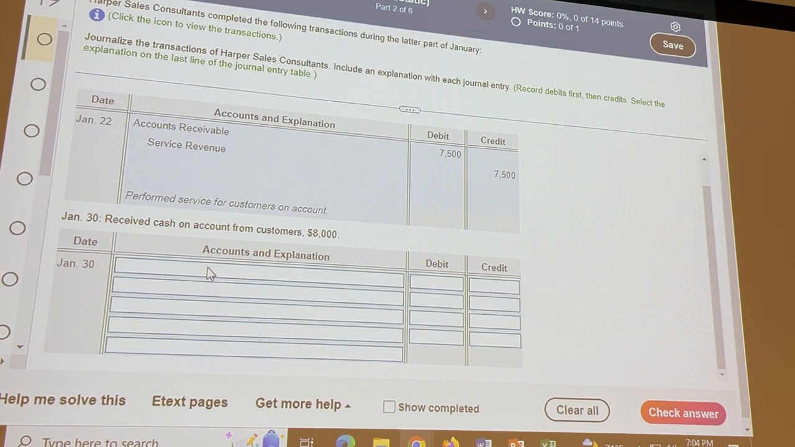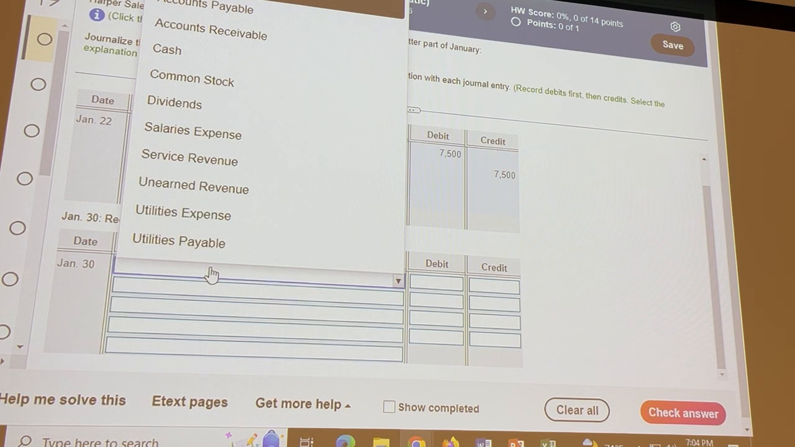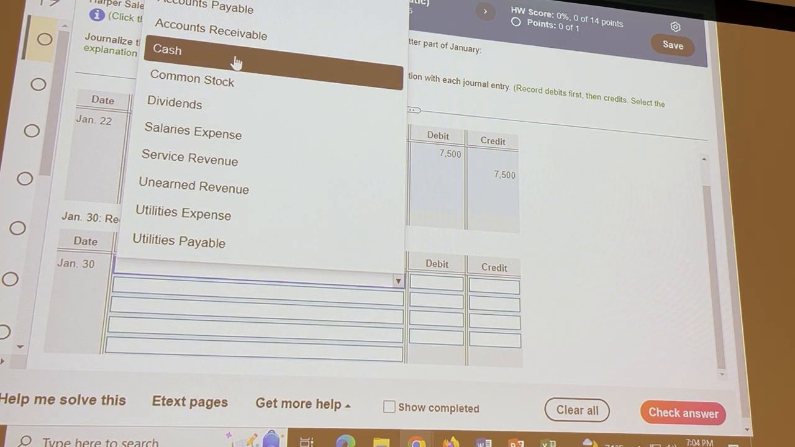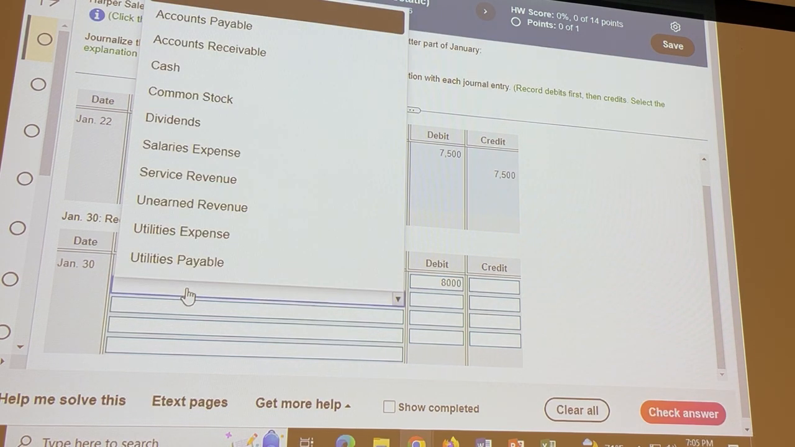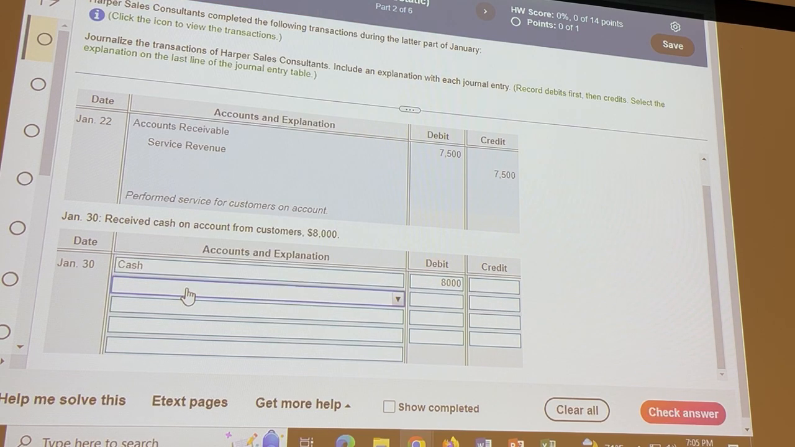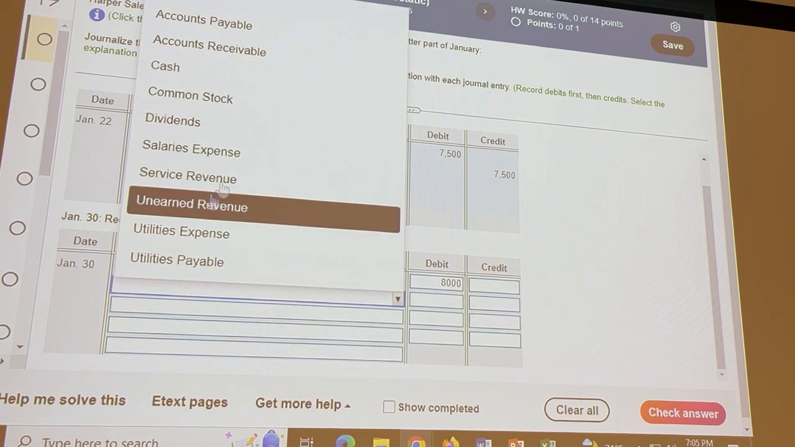Okay, then received cash on account from customers, $8,000. So cash is an asset account that would be going up, so we can debit cash, $8,000. And then what's the account that we're going to credit here? Service revenue? I don't think so. Accounts receivable. Yeah, accounts receivable, I think.